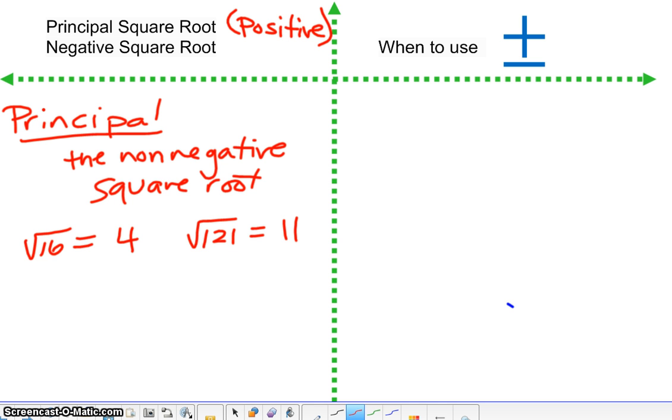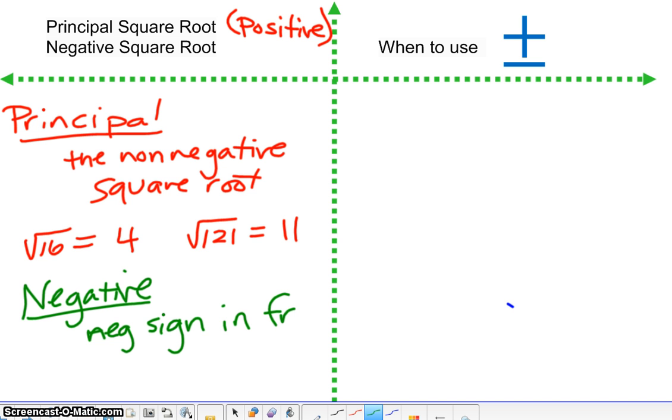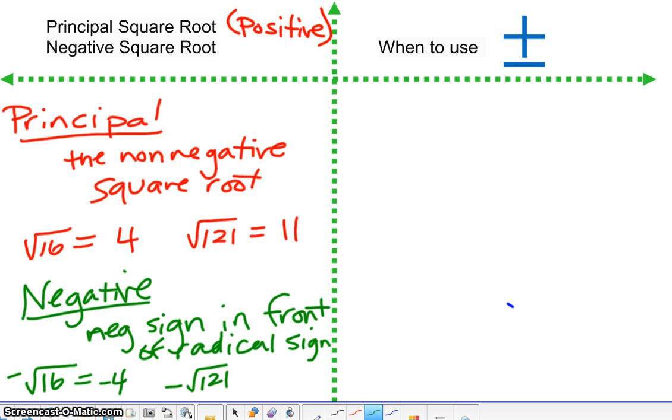Now a negative square root would be when there's a negative sign in front of the radical symbol. Okay, so for example, if you had a negative square root of 16, then your answer is going to be negative 4. Or a negative square root of 121, then your answer would be a negative 11.